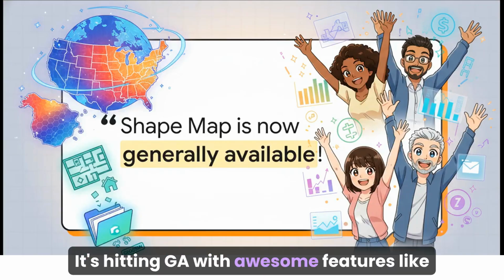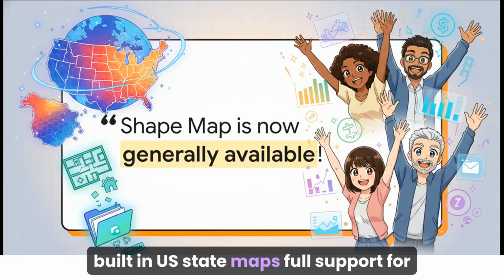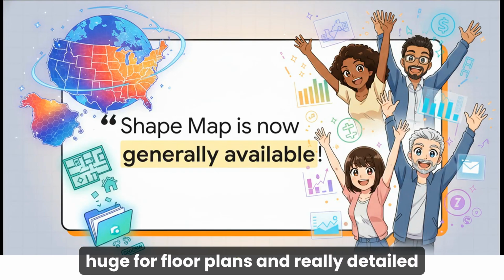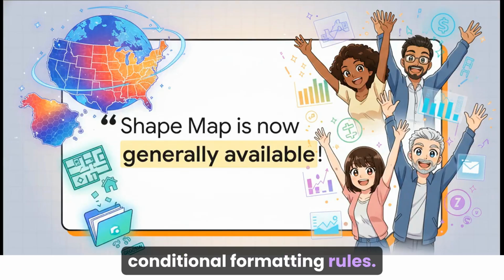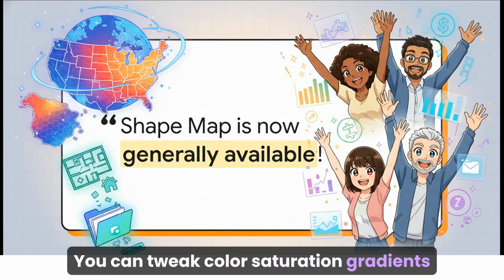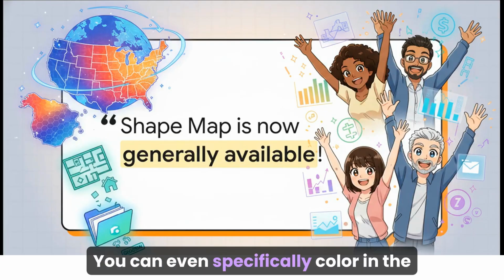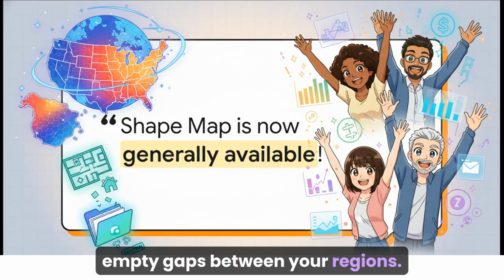It's hitting GA with awesome features like built-in US state maps, full support for your custom GeoJSON files, which is huge for floor plans, and really detailed conditional formatting rules. You can tweak color saturation gradients using custom minimum, middle, and maximum values. You can even specifically color in the empty gaps between your regions.